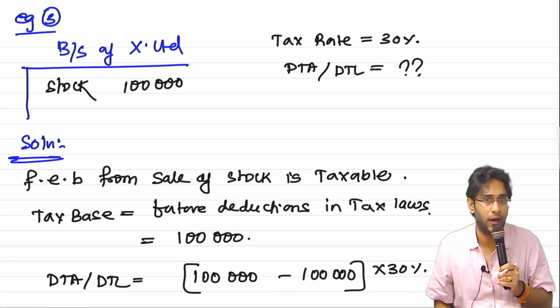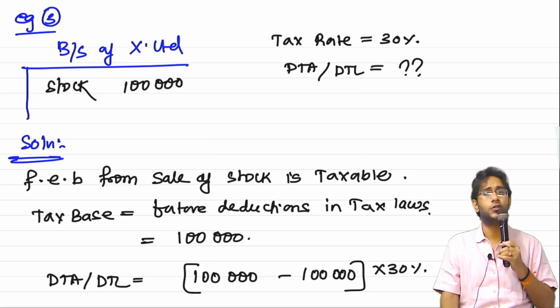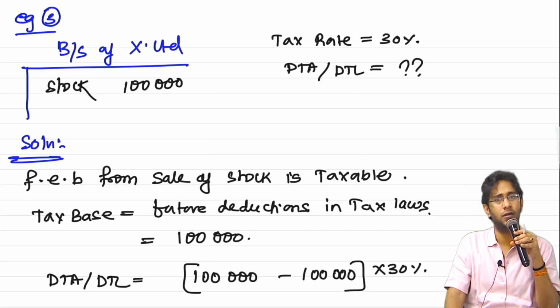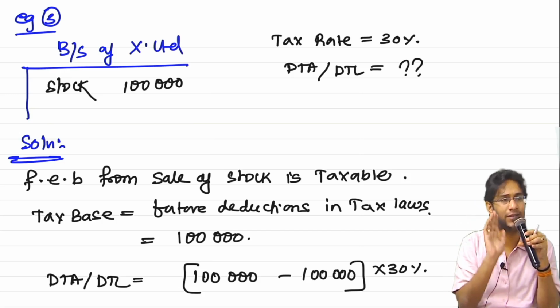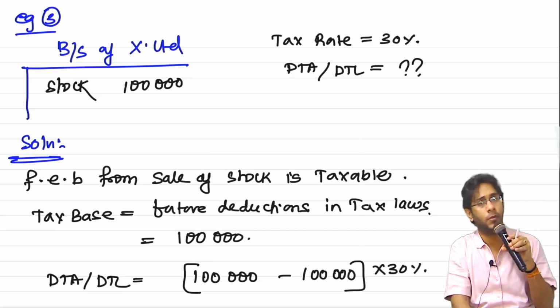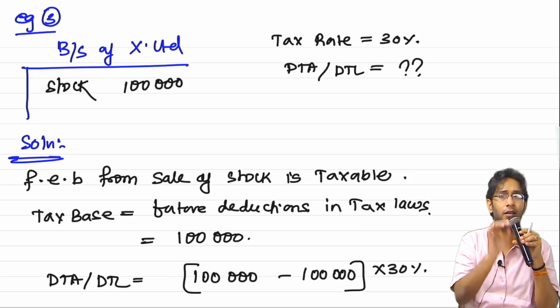No DTA. Next, look at this example. Stock I am having is 1 lakh. Tax rate is 30%. DTA or DTL? The benefit of the stock, how will I get it? Finished goods, how will I get the benefit? I will use it, I will sell it. When I sell the stock, is it taxable or not? Yes. So future economic benefits are taxable. When future economic benefits are taxable, what is the tax base formula? Future deductions under Income Tax Act.